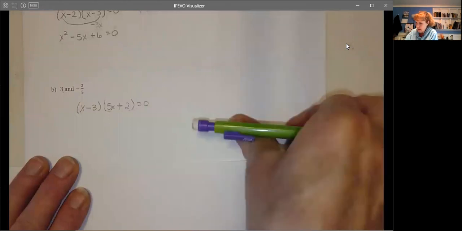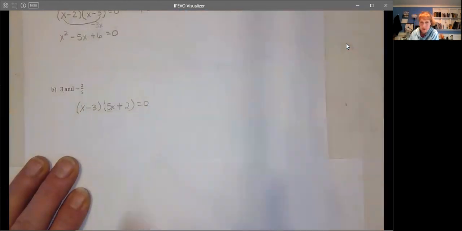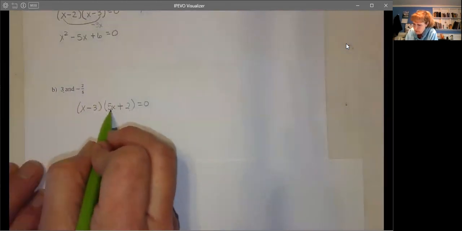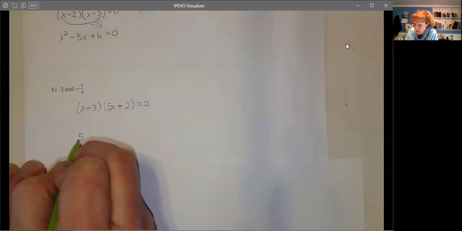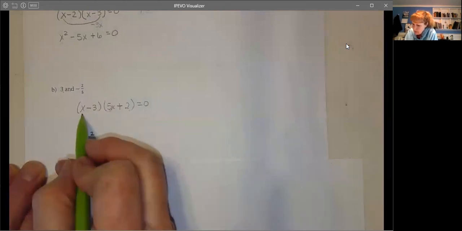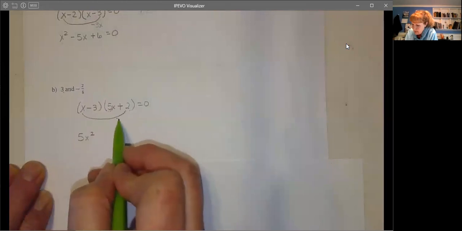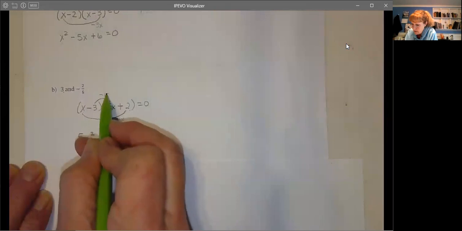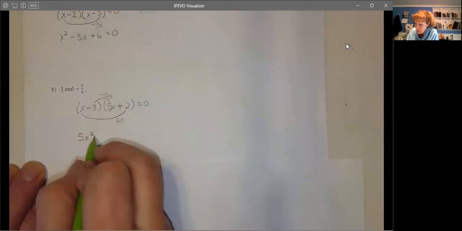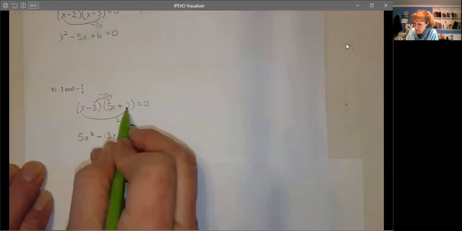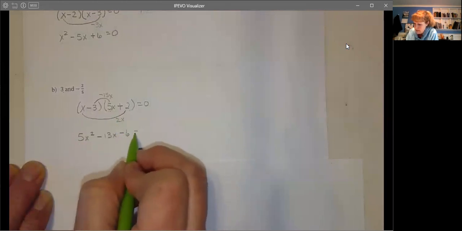And so we're going to go ahead and, seems a little rough, but that's okay, use the FOIL method and finish it. The first times the first is 5x squared. And then we're going to take 2x and a minus 15x. This is our OI. And we'll come up with a minus 13x. The last times the last is minus 6.